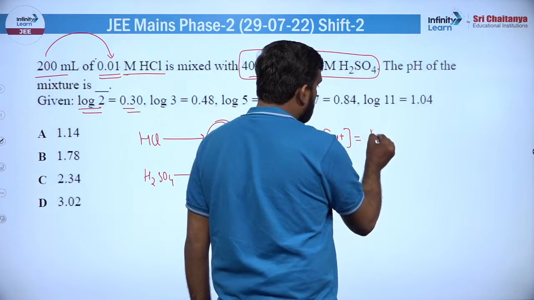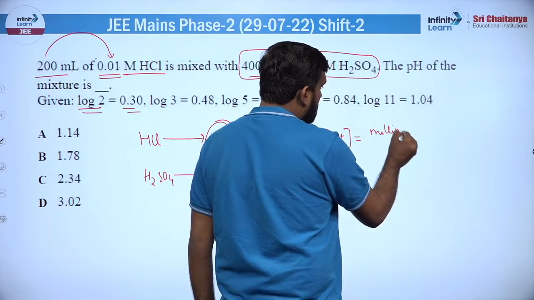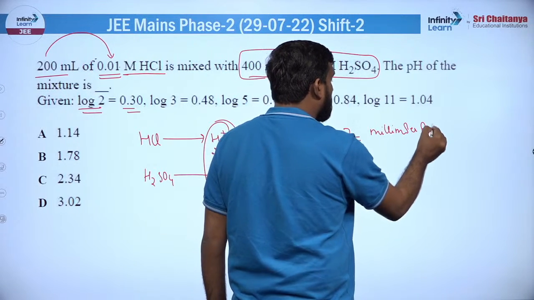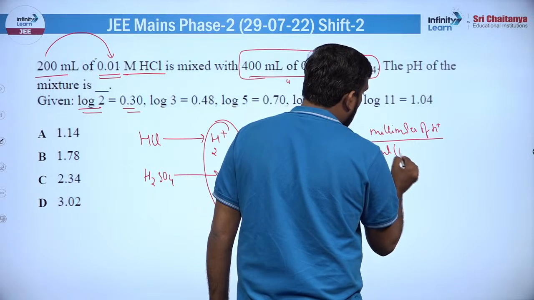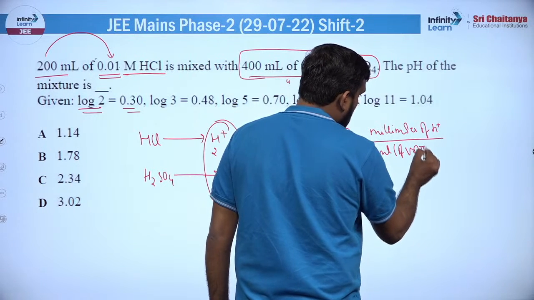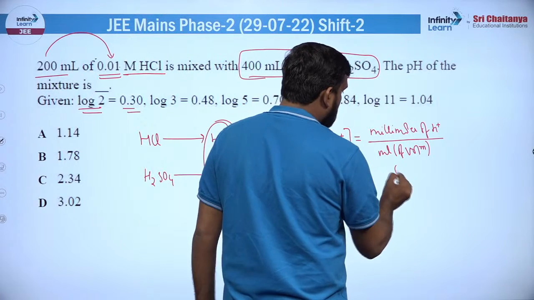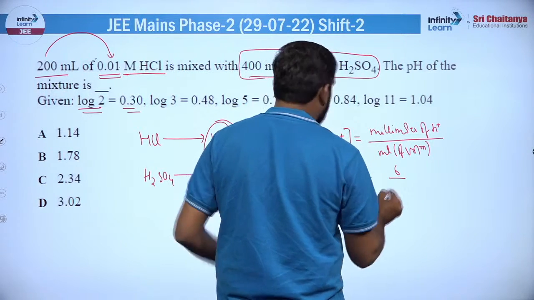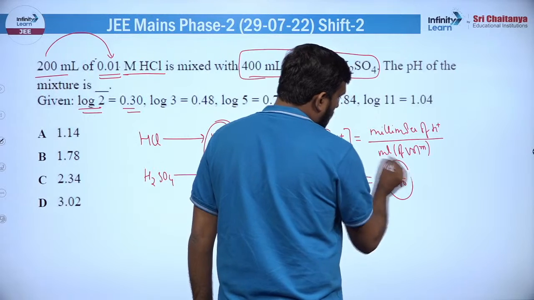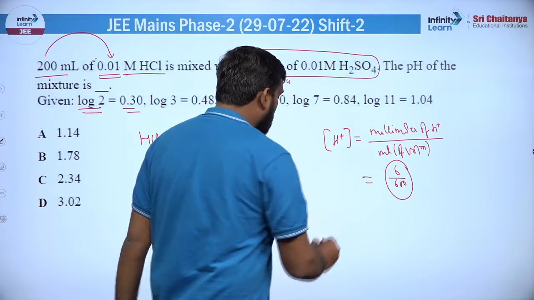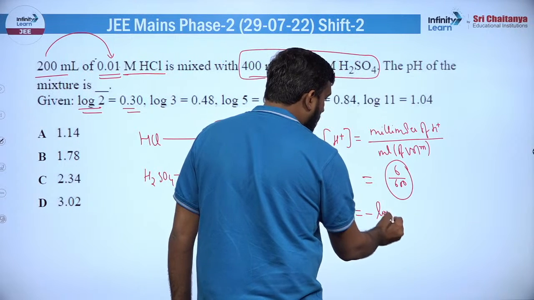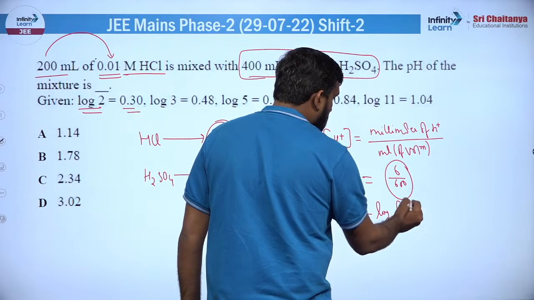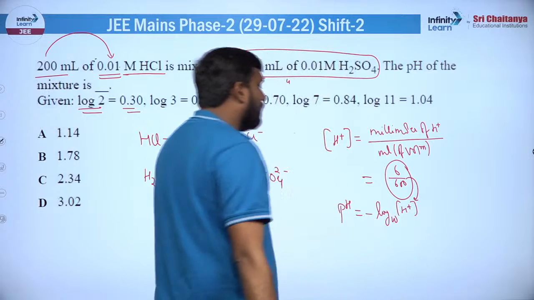So it will be equal to the millimoles of H plus divided by the volume in milliliters. Just divide it: millimoles are 6 and the volume is 600 milliliter. So this is going to be your concentration, and once you know the concentration, you can easily determine the pH by using the formula minus log base 10 of H plus. Just substitute 1 by 100 here and you will get your answer.